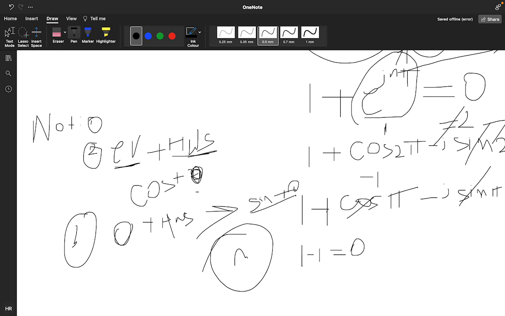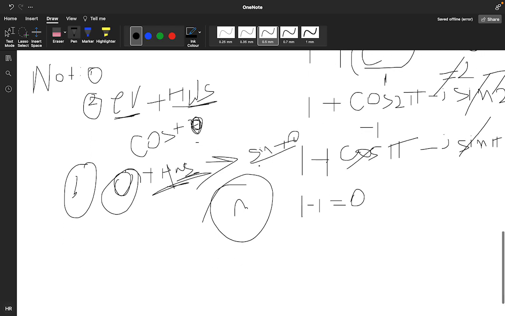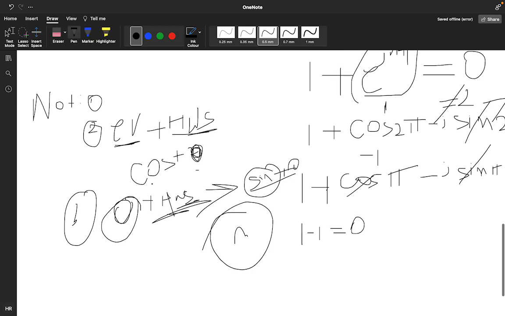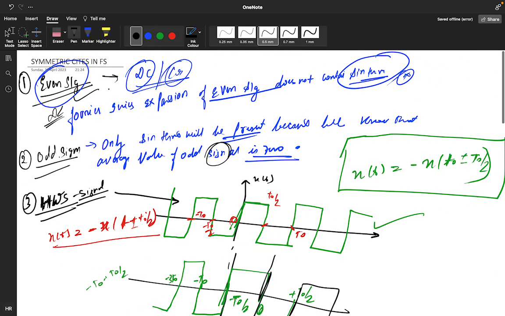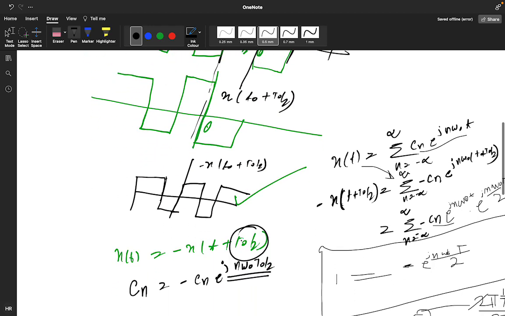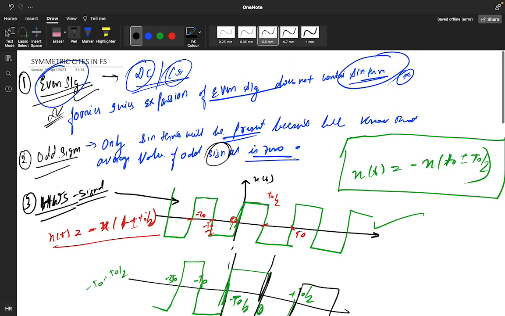Guys, understood? If your signal is odd plus half wave symmetric, then you will get sine terms, because we have learned this condition. If the signal is even, a cos term will be present. If the signal is odd, a sine term will be present. If it is half wave symmetric, n will take only odd values. If both half wave and even are present, you will get cos terms plus odd harmonics.